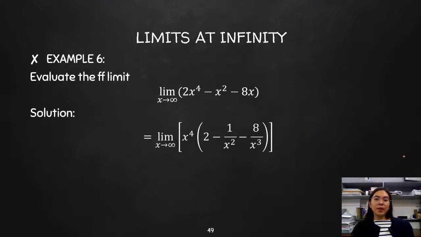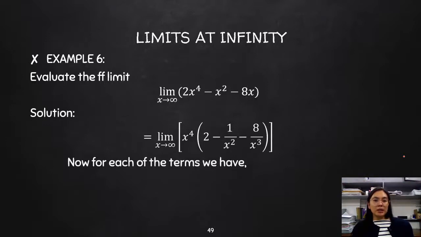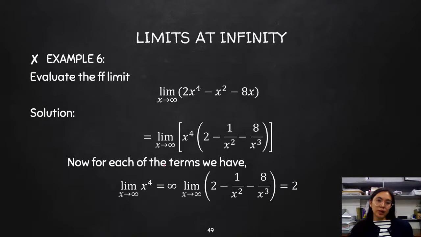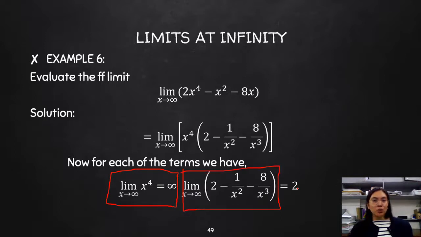So, now that we have that particular form, what can we do? So, pwede na po natin silang paghiwalayin such that you can say that the limit of x raised to 4 as x approaches infinity is infinity. So, that is already a fact. And the limit of this particular function is actually 2. So, paano po nangyari yan?